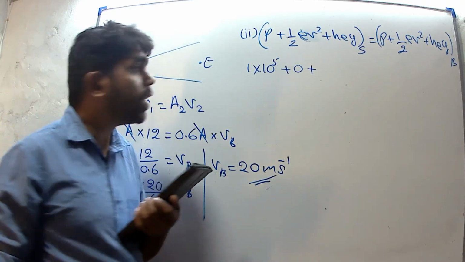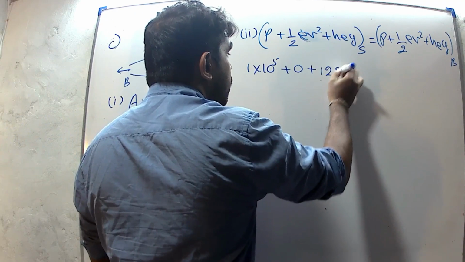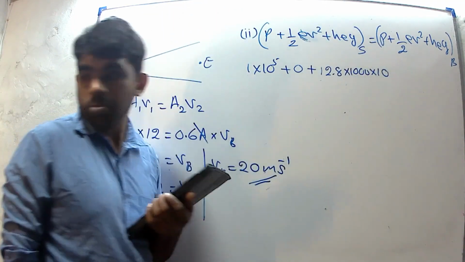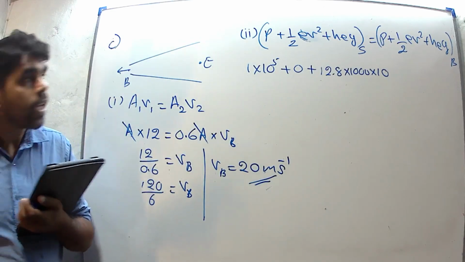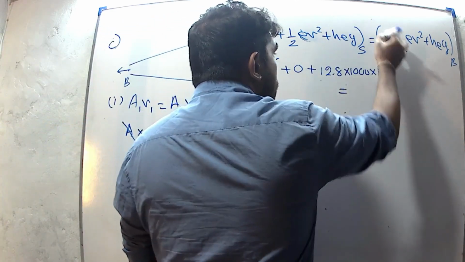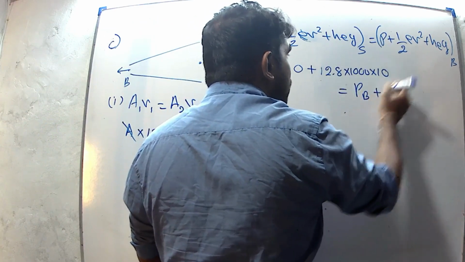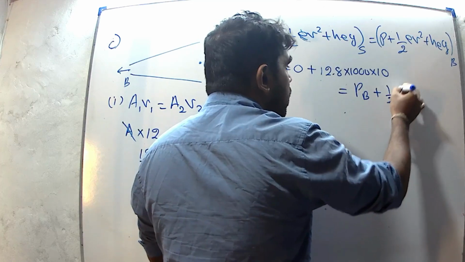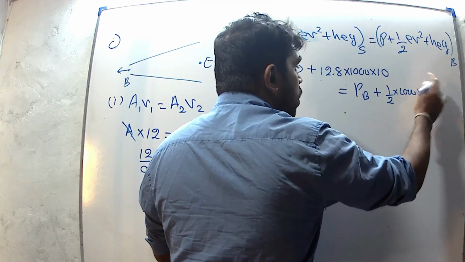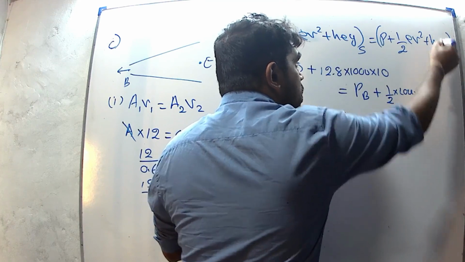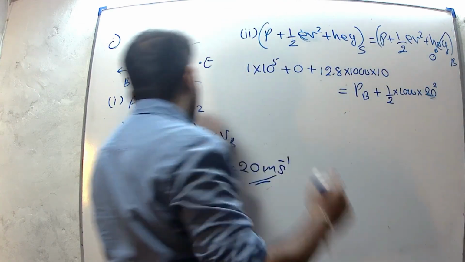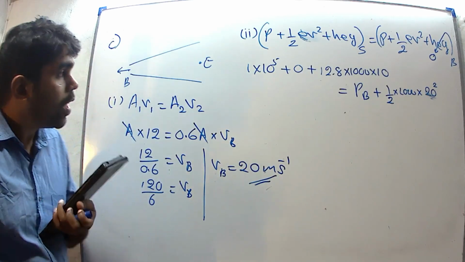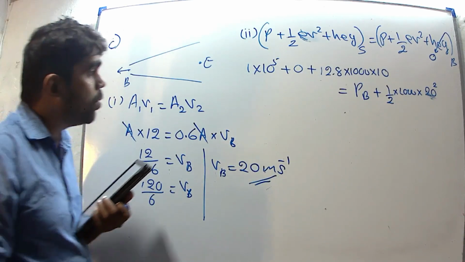Then we can get 12.8, density of water 1000, g 10. It should be equal to PB, pressure at B, plus half rho v squared with velocity at B 20. Then we can substitute half density of water 1000, velocity 20 squared. This h rho g term is 0 because B is at the potential energy 0 level. Now we can find PB value.